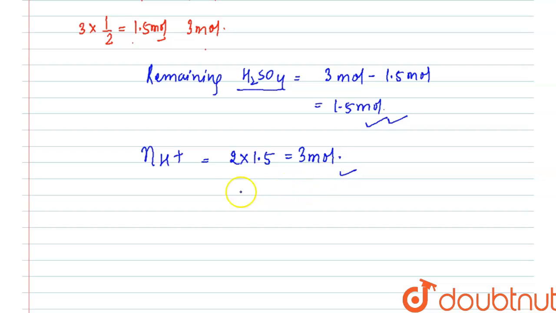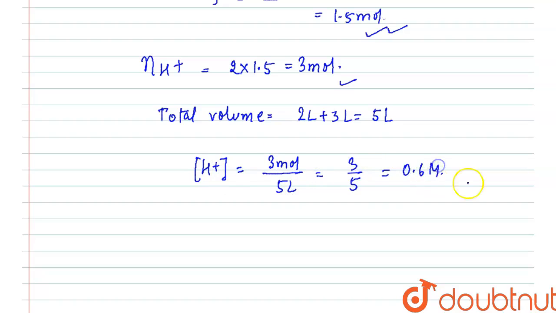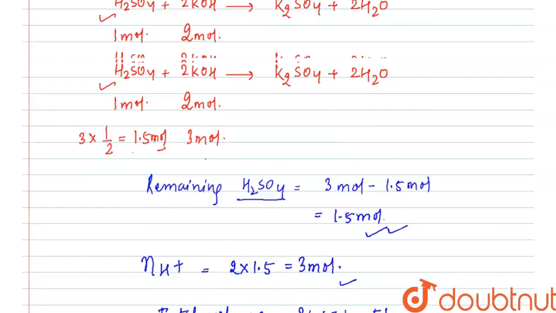The total volume of the solution is 2 liters plus 3 liters, which means 5 liters. So 2 liters is H2SO4 and 3 liters is KOH. The concentration of H plus here will be 3 moles per 5 liters, which means 3 upon 5, that is 0.6 molar. So this is the answer to the particular question.